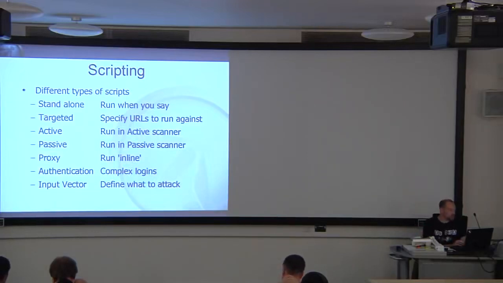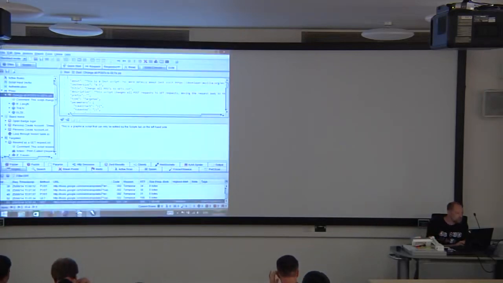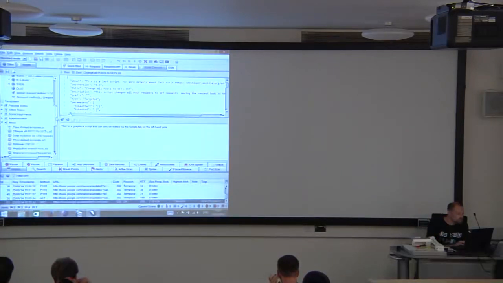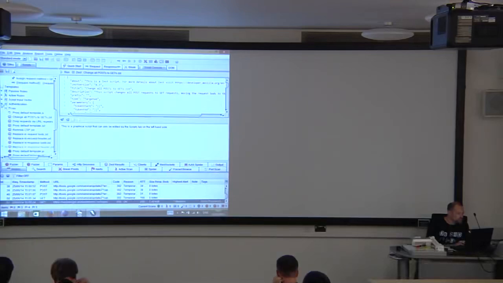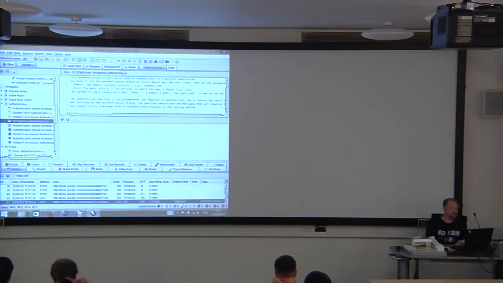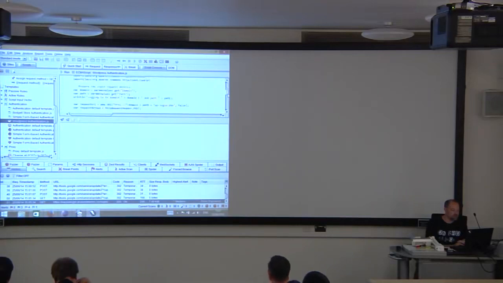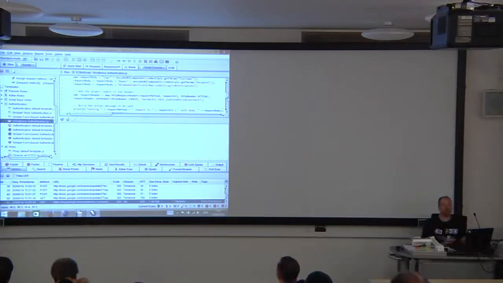But we also have things called authentication scripts. ZAP understands form-based authentication, those simple things, but there are often cases where you have really complex authentication, or even just not particularly trivial. We have one option here for WordPress authentication. So this handles WordPress, because apparently it's non-trivial. I didn't write this one, luckily someone else did.